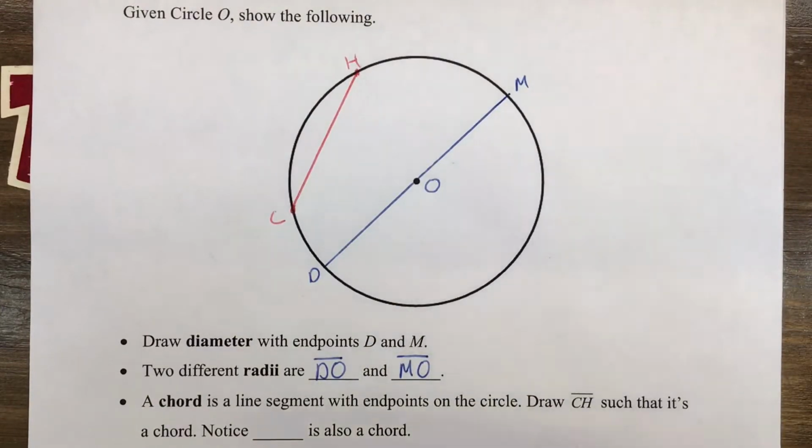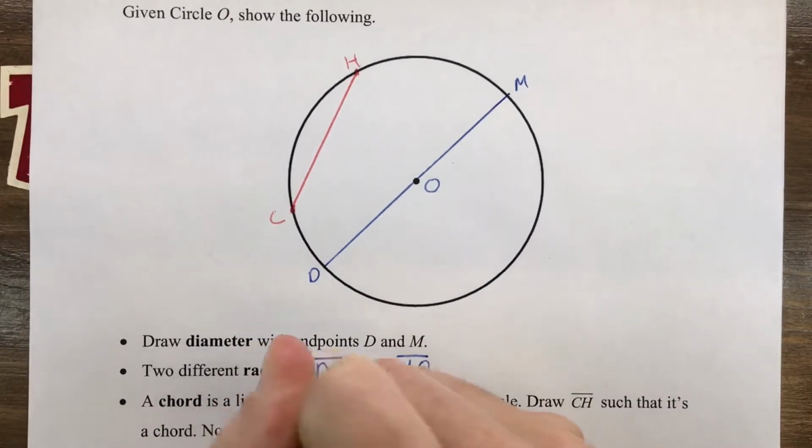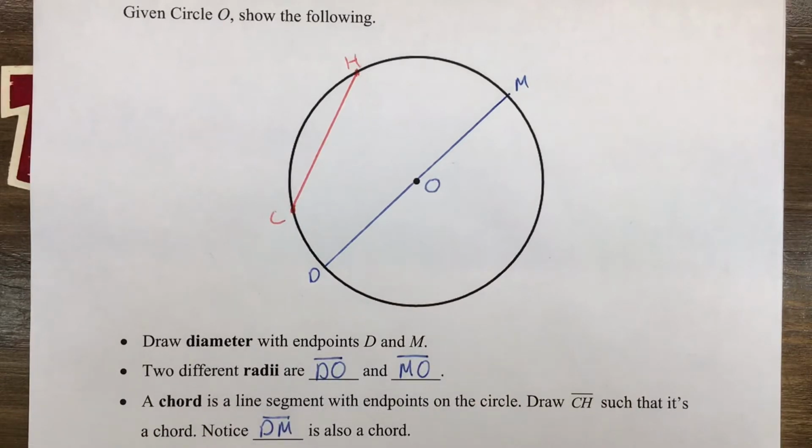CH is going to represent a chord. It does have its endpoints on the edge of the circle. Notice that the diameter is also a chord. By definition, a diameter is also a chord. DM is a chord. It just happens to be the longest possible chord that you could have in a circle.